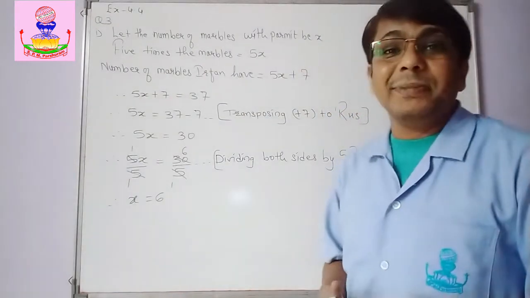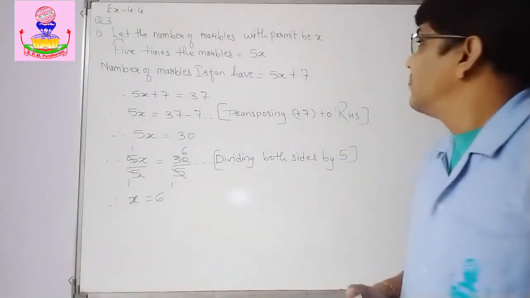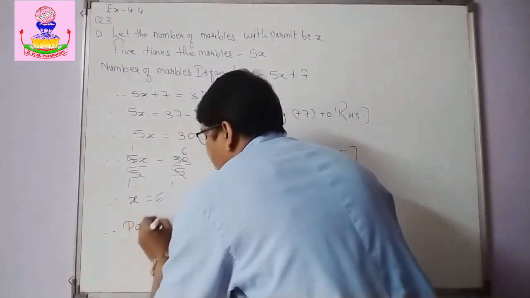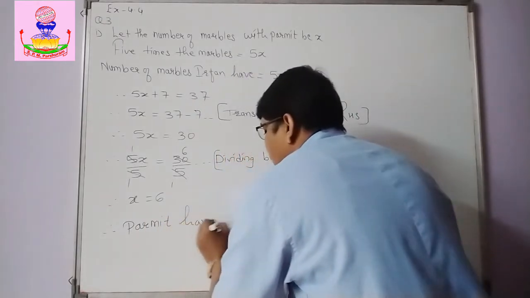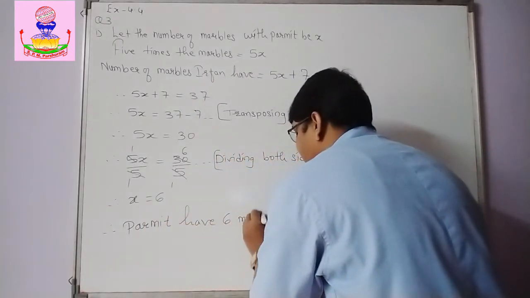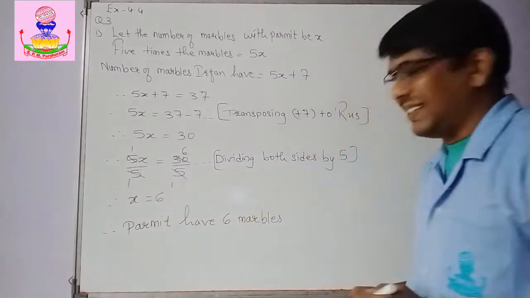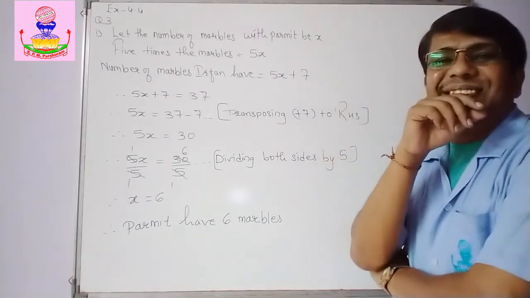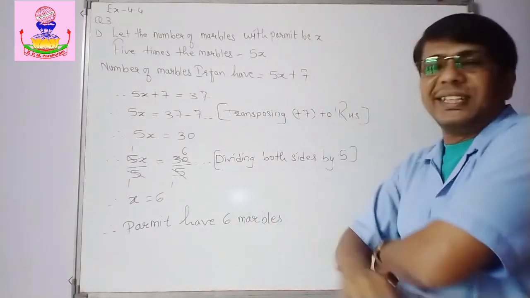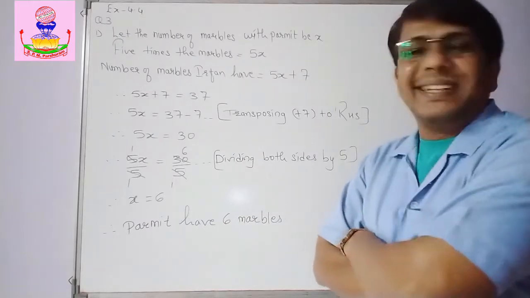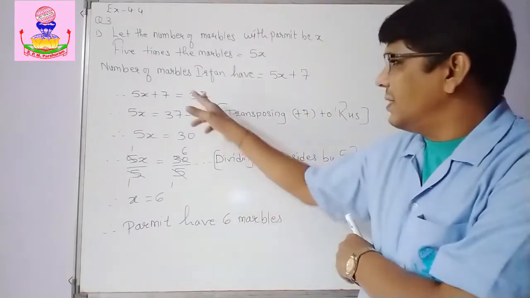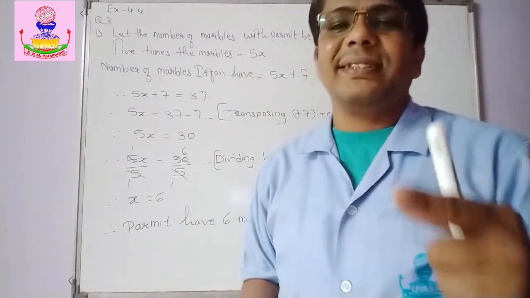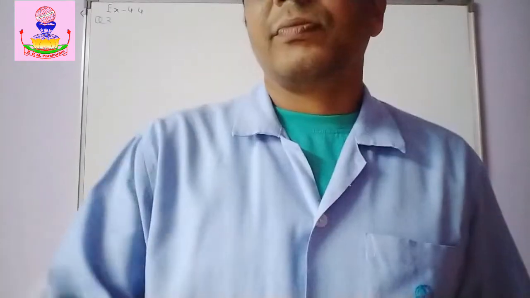So how many marbles did Parmeet have? Parmeet had 6 marbles. Now we can check it. Number of marbles that Irfan has: 5x means 5 into 6. 5 sixes are 30. 30 plus 7, 37. Total number 37. So we are correct. Okay. So let's now solve the next example.